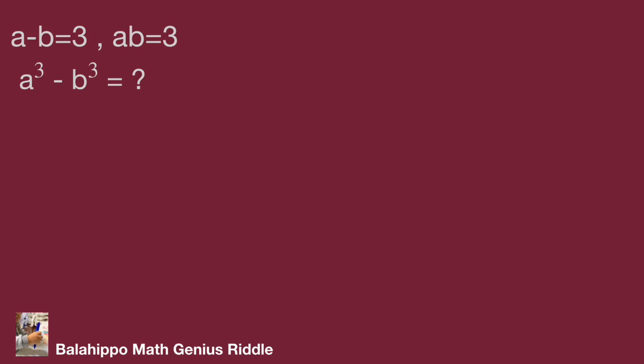From the given information, a minus b is equal to 3, ab is equal to 3, and find a cubed minus b cubed. I'm going to aim at a cubed minus b cubed. The formula: a cubed minus b cubed is equal to quantity a minus b multiplied by quantity a squared plus ab plus b squared. I'm going to generate quantity a minus b squared.